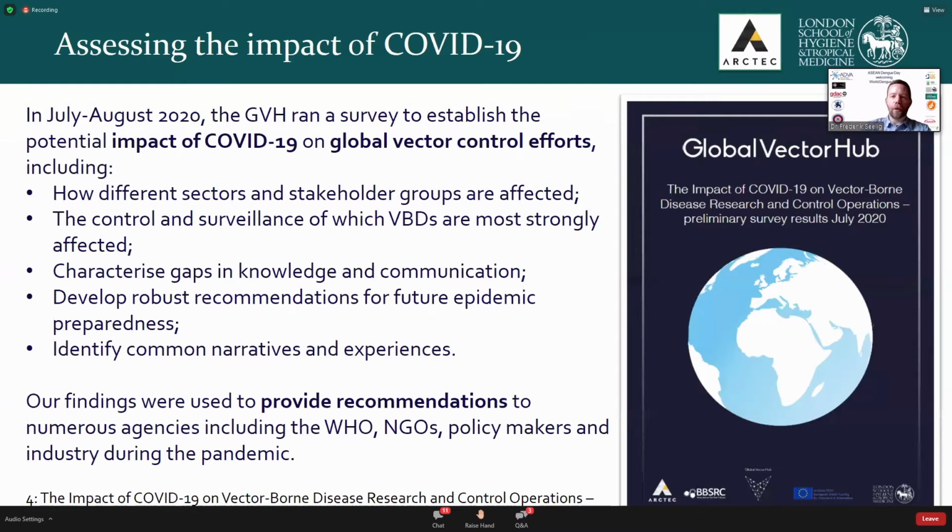And as I had said, we also conducted a survey on the impact of COVID-19 on global vector control efforts and how different groups of stakeholders and how different sectors are affected, but also which vector-borne diseases are most severely impacted. Also identify common narratives and experiences, find knowledge gaps, and make recommendations to improve future epidemic preparedness. So if you go to the Global Vector Hub website, you can also download the report there and read the summaries.